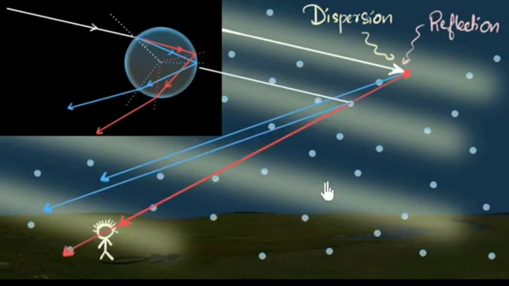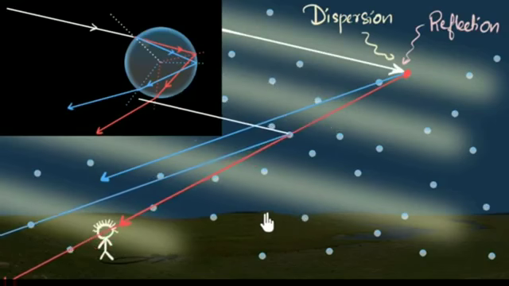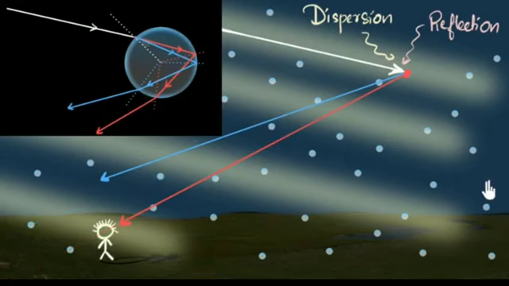Over here, that's also throwing red light at me. Another raindrop over here is also throwing the red light at me. So if you look at all the raindrops in this line, all the raindrops in that line, they're all throwing red light towards me. And all of that combined is powerful enough so that I can see the light.